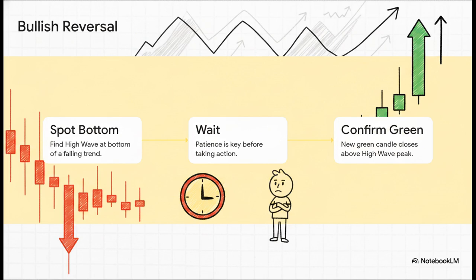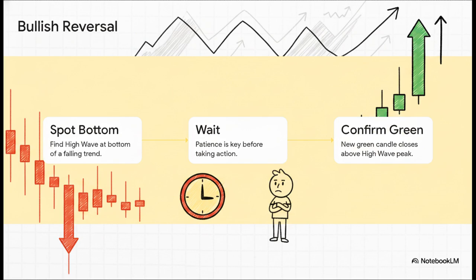Step 1. You spot the high wave at the very bottom of a falling market. The stock has been bleeding out, dropping steadily, and then suddenly, boom, this volatile shape appears, signaling total exhaustion. Step 2. Well, step 2 is the ultimate test of your psychology. You must wait patiently. The urge to jump in early, that intense FOMO trying to nail the exact bottom, will be screaming at you. But true discipline means sitting on your hands. You literally do nothing until step 3 materializes.